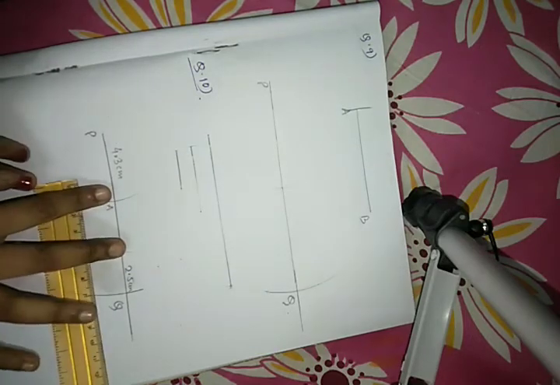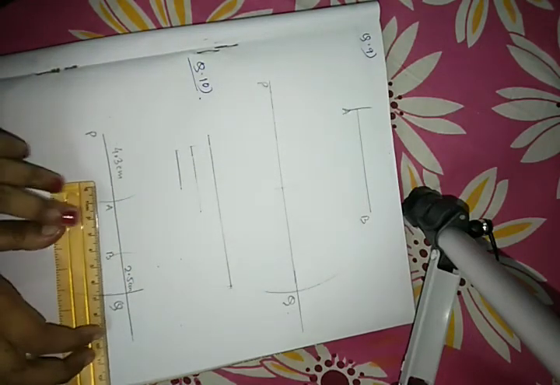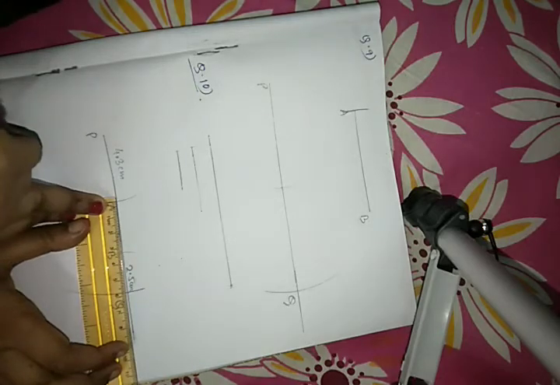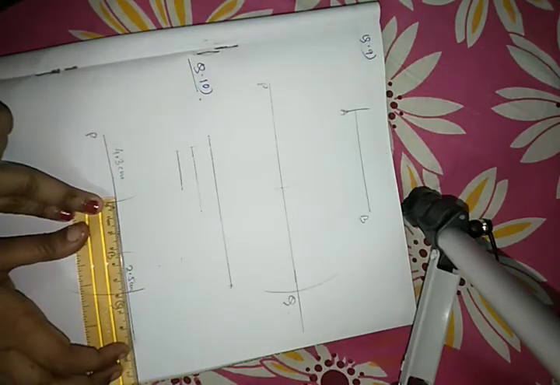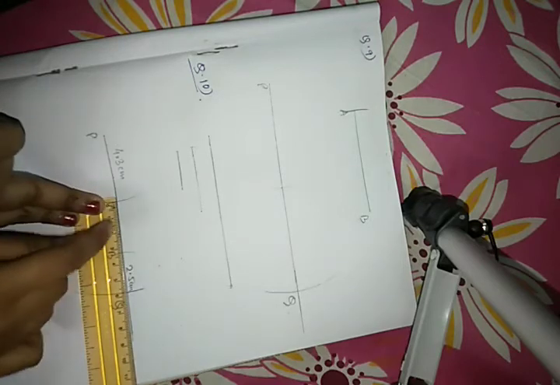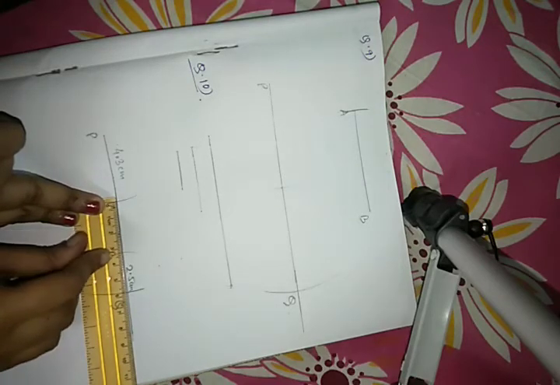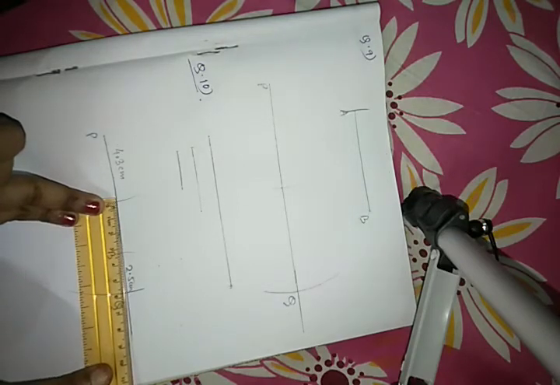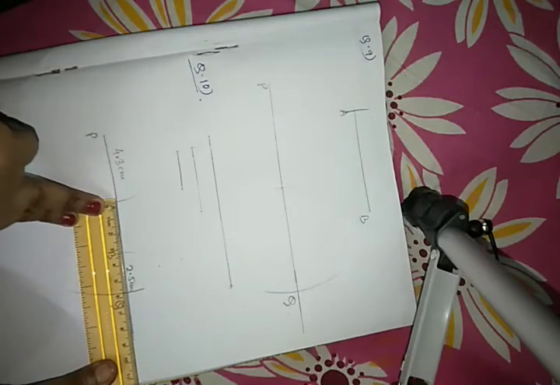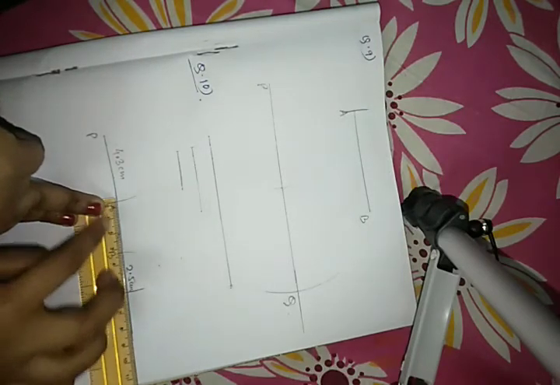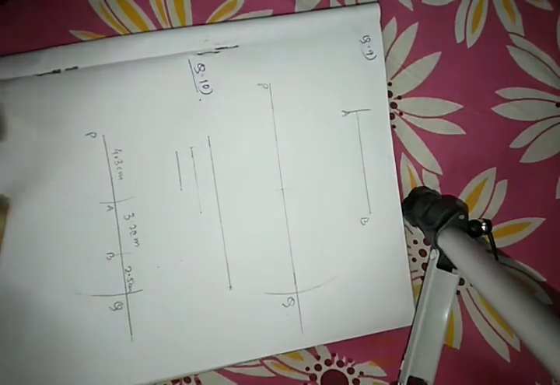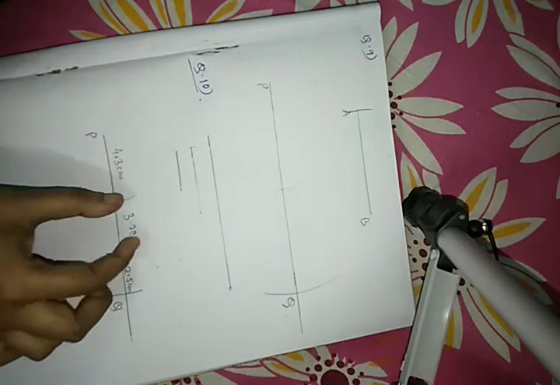Now we will measure the length of AB. Okay, measure the length of AB. So it's coming 3.3 centimeter. There is a little bit of mistake, that's why it's coming 3.3 centimeter. No, it's 3.2 centimeter almost. Okay, so the length of AB is 3.2 centimeter.